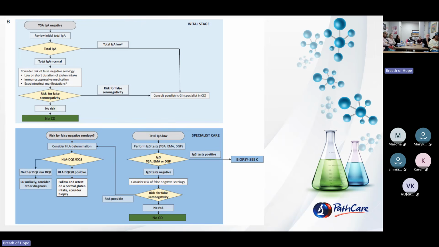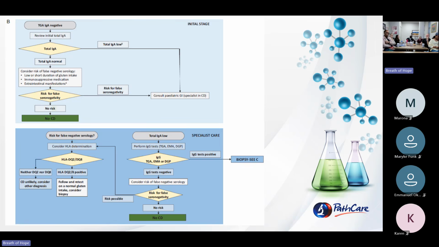If your initial tissue transglutaminase IgA testing was negative, it's important to review the initial total IgA. If your total IgA is normal, you need to consider the risk of false negative serology. That can be caused by low or short duration of gluten intake, immunosuppressive medication, or extraintestinal manifestations. If there was no risk for false seronegativity, then your patient likely does not have celiac disease. However, if your total IgA is low, or there is a risk for false seronegativity, then you move on to the next table below.